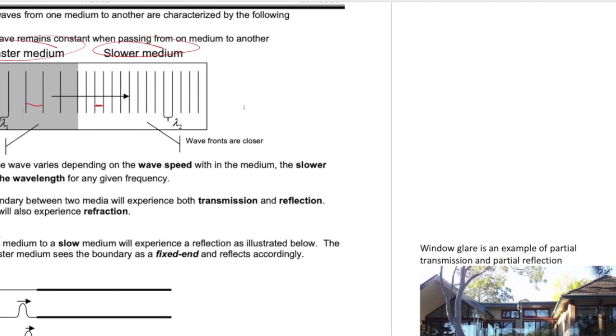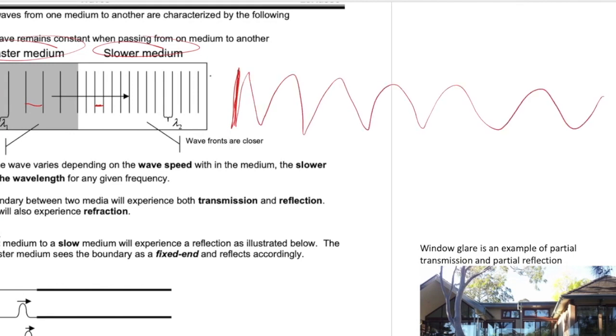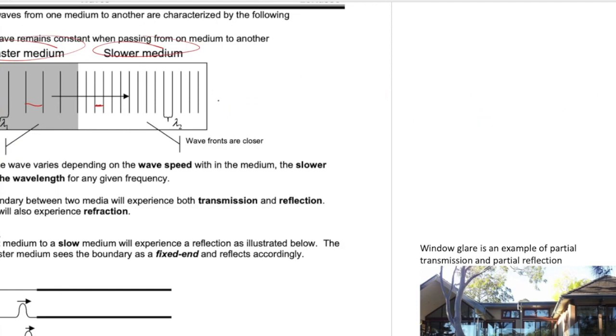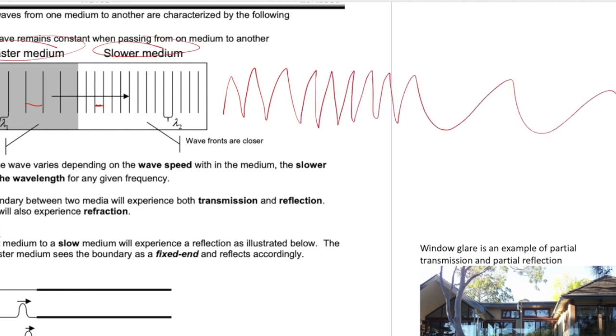So the idea is this. If I'm oscillating up and down like this, and if I'm moving quickly, you can see that the wave fronts are far apart from each other. So watch what happens when I change my speed. I'll keep the vertical speed constant. If I'm moving slowly, you can see that the pulses are close together. But if I increase my speed horizontally, you can see that the wave fronts move further apart. And that's essentially what's happening.